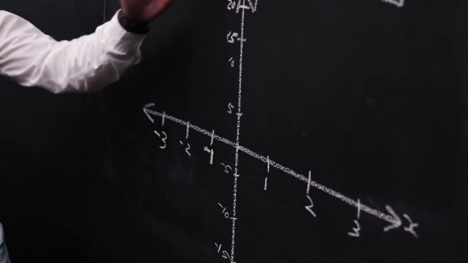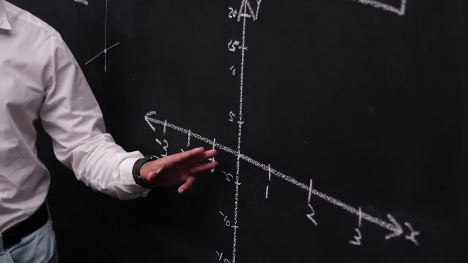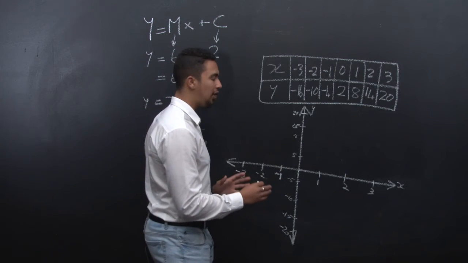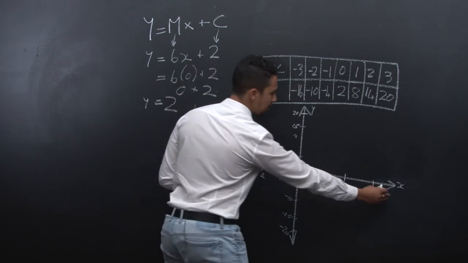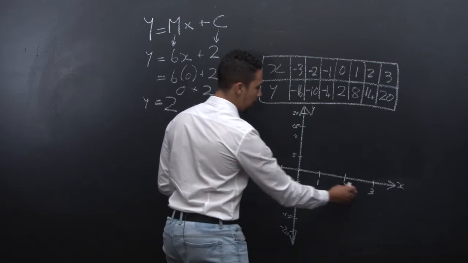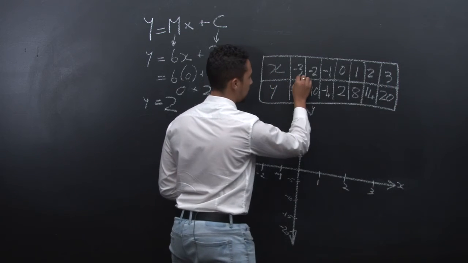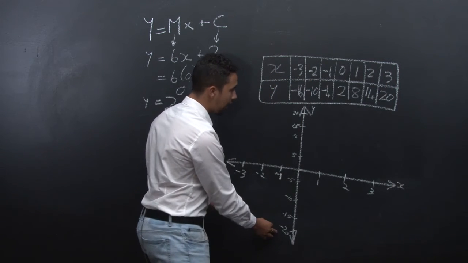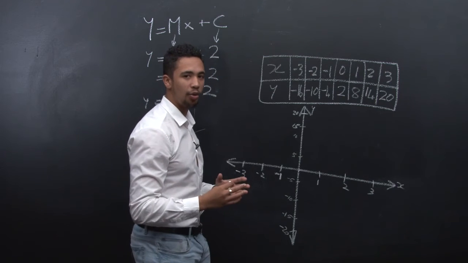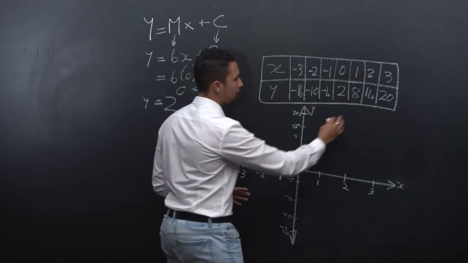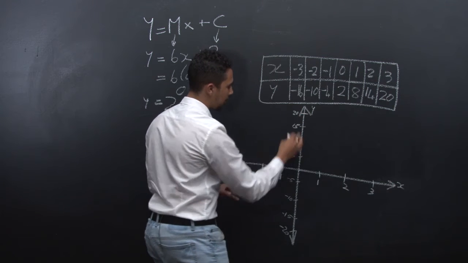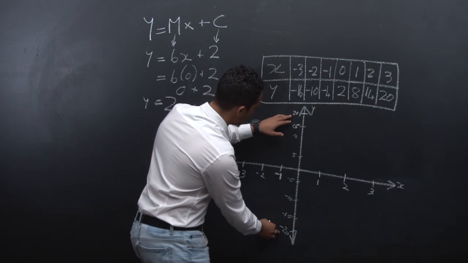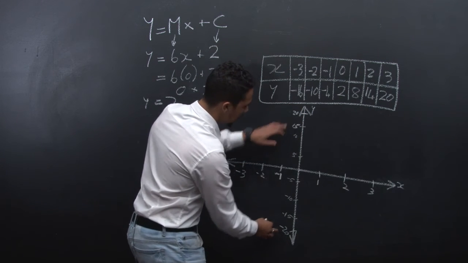So now that we have our table, we can draw a graph. In order to draw a graph, we need to know our range. So our range for x is -3 to 3. For our range for y, we need our highest y value and our lowest y value. Our highest y value is 20. Our lowest value is -16. So over here we have a range between 20 and -20.